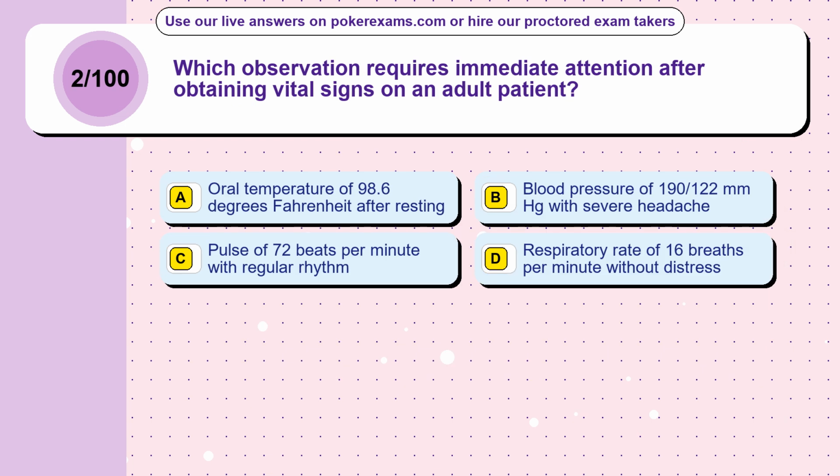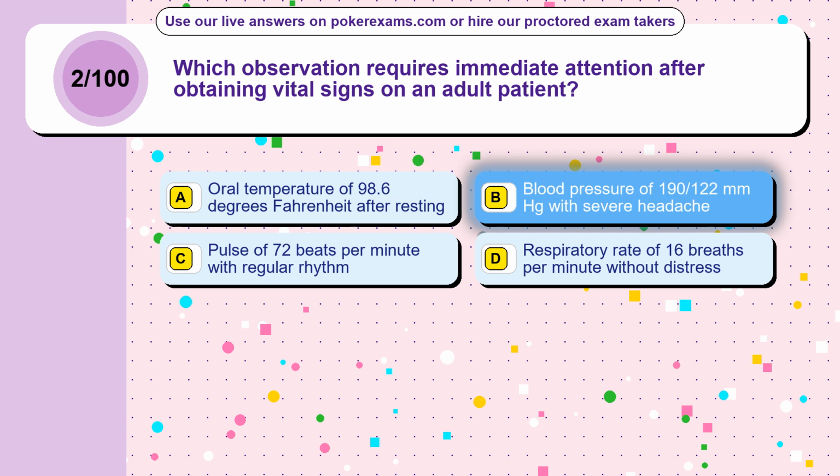Question 2. Which observation requires immediate attention after obtaining vital signs on an adult patient? Option A, oral temperature of 98.6 degrees Fahrenheit after resting. Option B, blood pressure of 190/122 mmHg with severe headache. Option C, pulse of 72 beats per minute with regular rhythm. Option D, respiratory rate of 16 breaths per minute without distress.